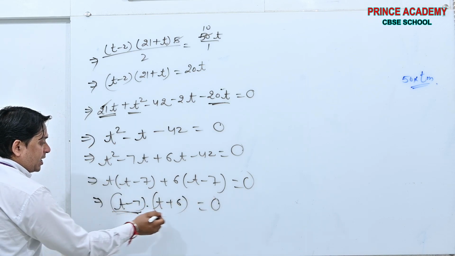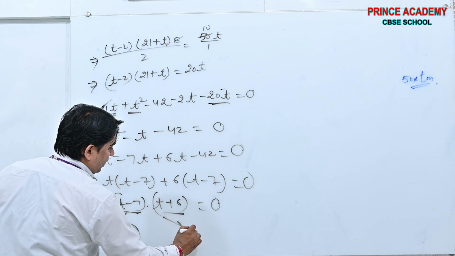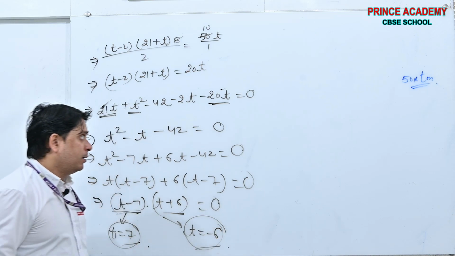Product of two quantities is 0. From here t is 7 and from here t is minus 6. Yes or no beta? Done.